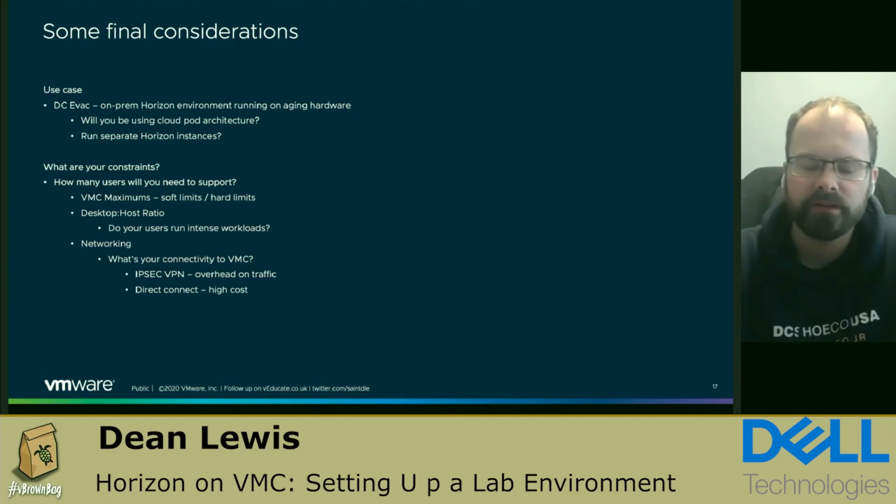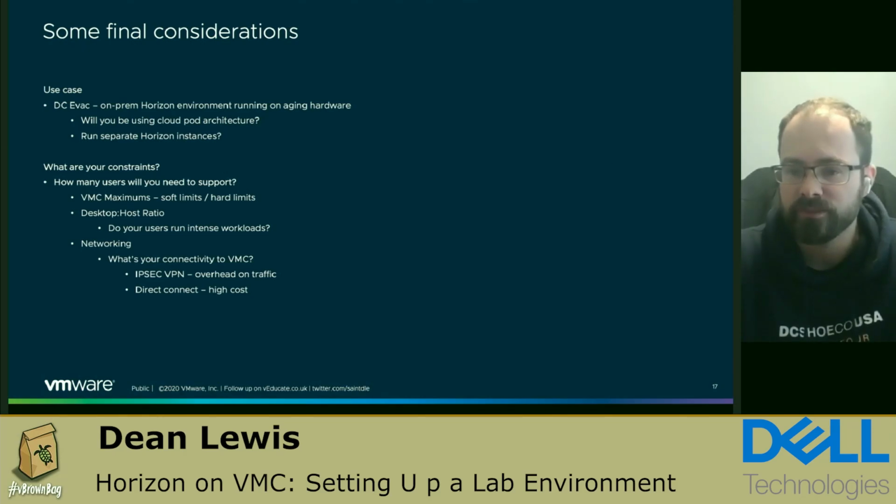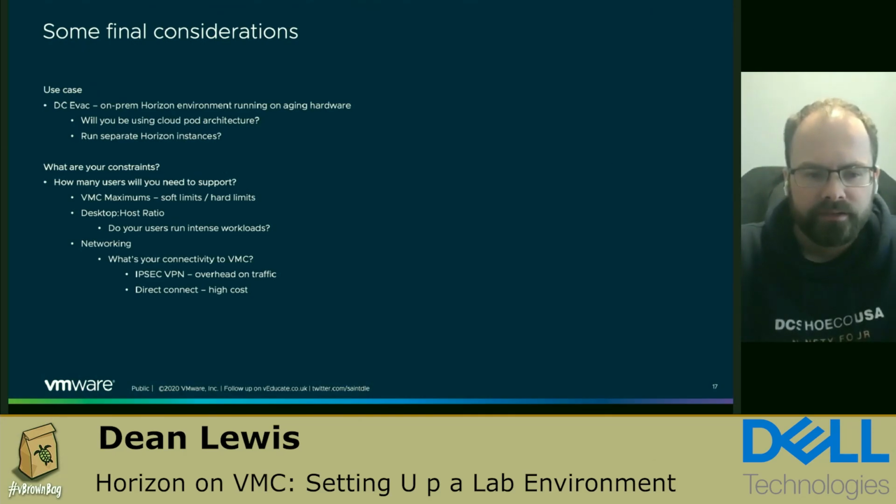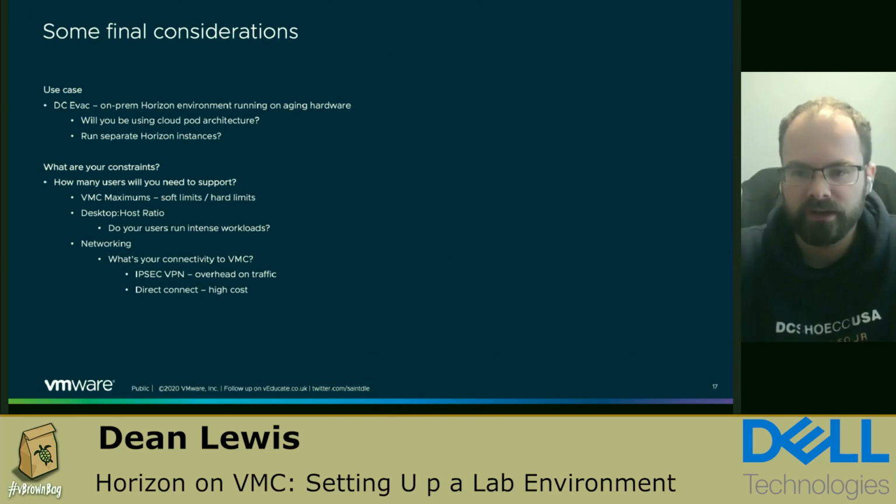What are your constraints when building this environment? So think about sizing your Horizon environment. How many users are you going to need to support? Then consider the maximums in terms of soft limits and hard limits. How many hosts per cluster can you have within your SDDC? How many clusters per SDDC? And what regions do you need to operate in? Desktop to host ratio is always a key thing for VMC. So do your users run intense workloads such as multi-monitor setups? If the answer is yes, you're going to get less desktops to host ratio, which then pushes up the numbers of clusters that you need.